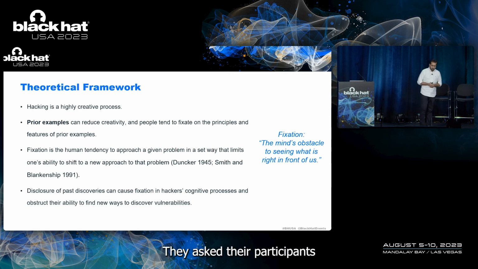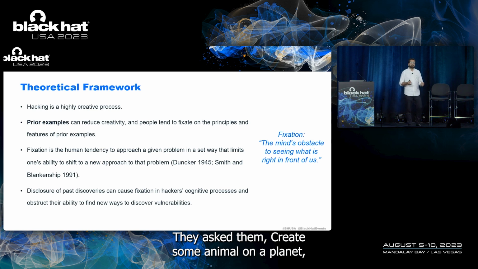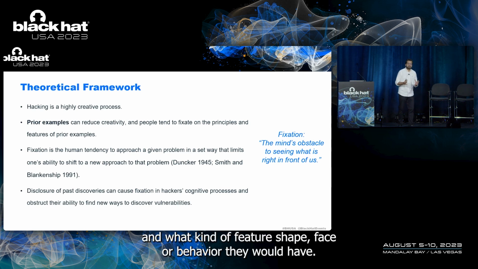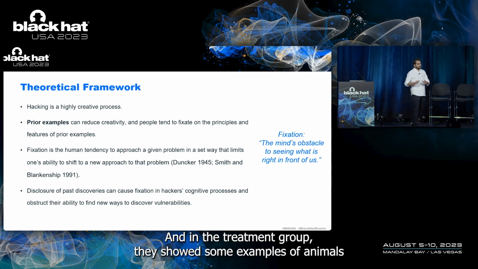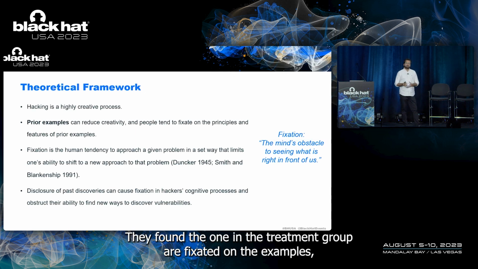They asked their participants in the control group to create some animals that live on another planet, and what kind of features, shape, face, or behavior they would have. They asked their participants to create animals living on a distant planet. And in the treatment group, they showed some examples of animals living on a different planet, and then asked their participants to create some new animals and their features. They found the ones in the treatment group are fixated on the examples.